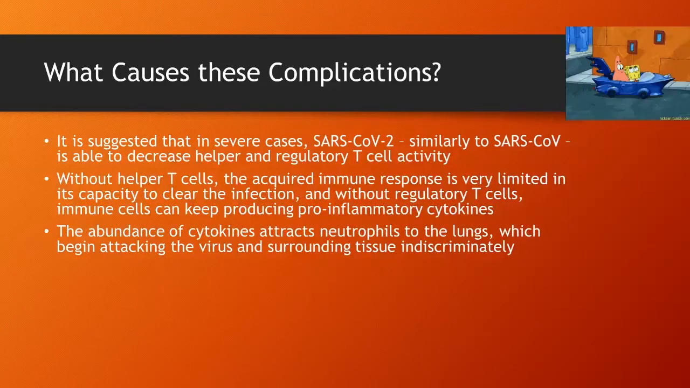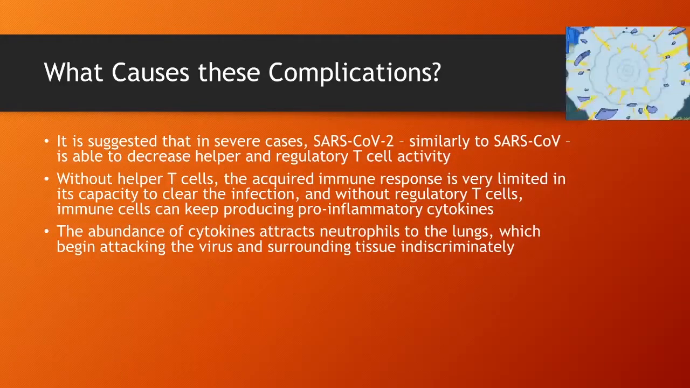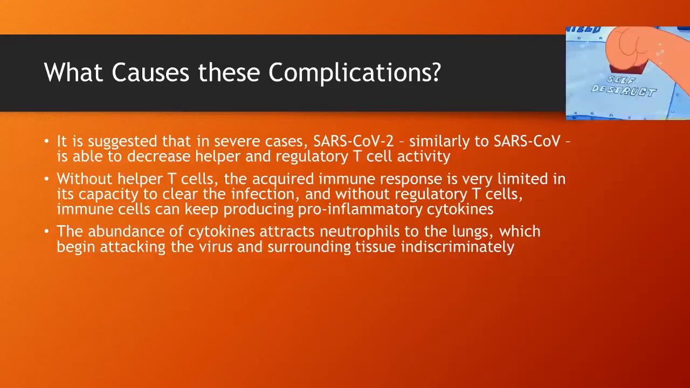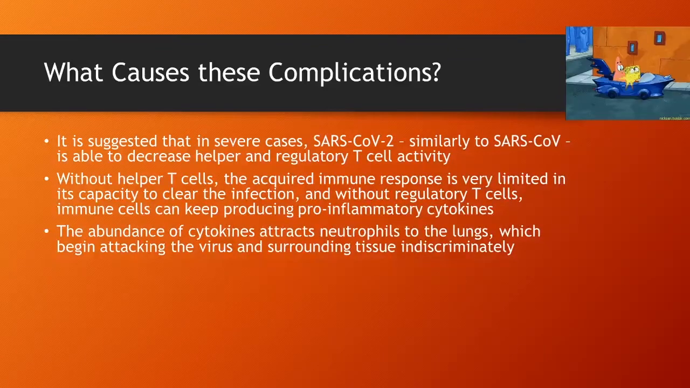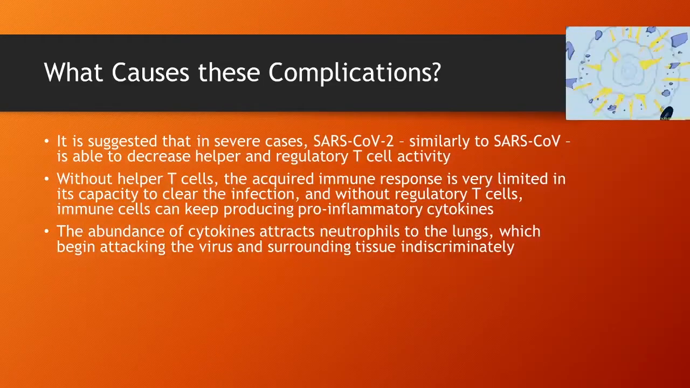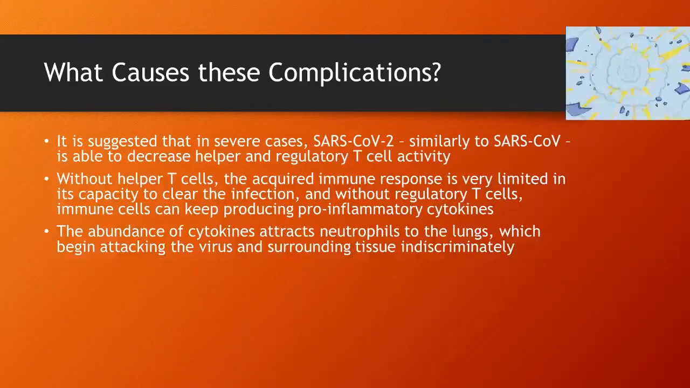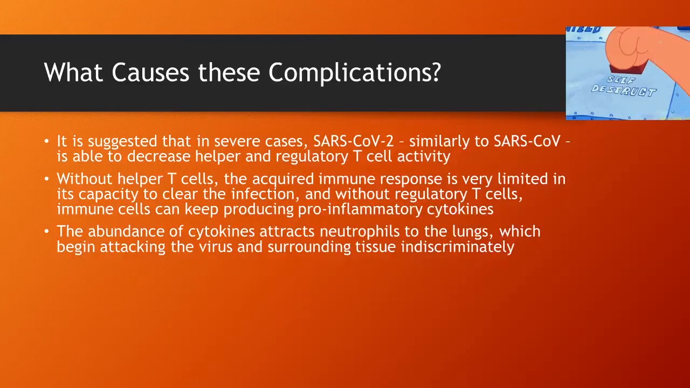So the abundance of cytokines attracts neutrophils to the lungs. Neutrophils are the most abundant type of white blood cell in your body. And once they get attracted to the lungs, they will begin attacking in a full-blown crazy assault on everything. They attack indiscriminately. So unlike the helper T cell that helps the killer T cell be like, hey, just kill these ones specifically, the neutrophils come and just go crazy and destroy everything in their path.